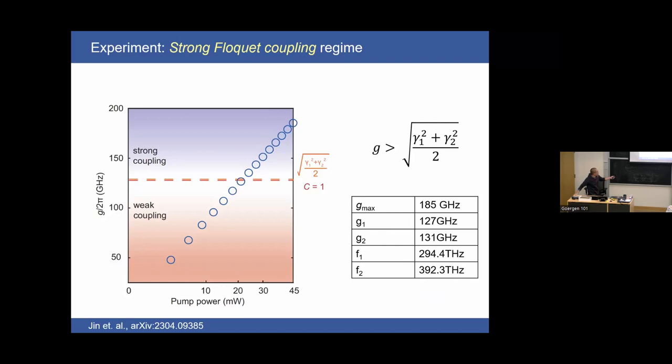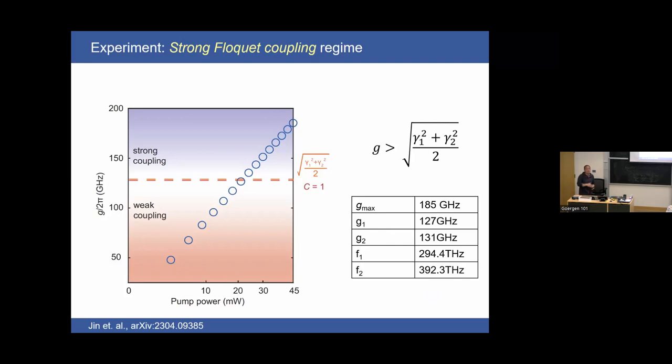And the most important thing is you see that this is us entering the strong coupling regime. People have different definitions of strong coupling. Some people say this is cooperativity equals 1. Some people say the coupling needs to be larger than this. But it doesn't matter. When we plot on this plot, you see the coupling we have exceeds both of them.